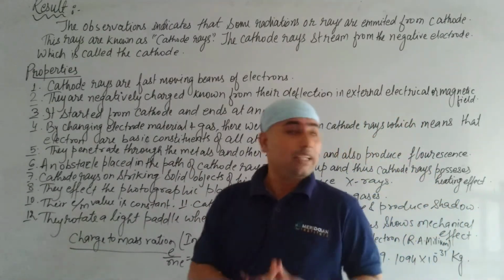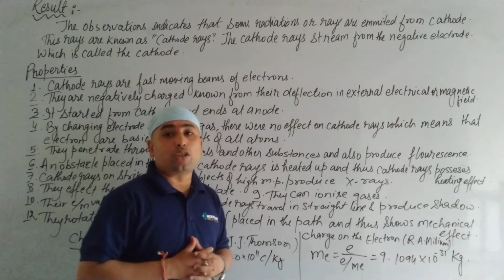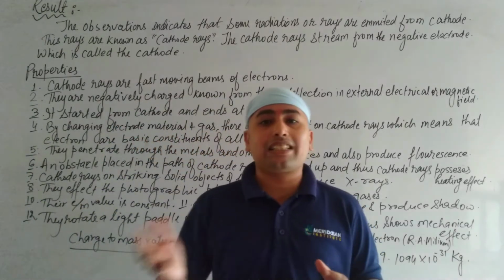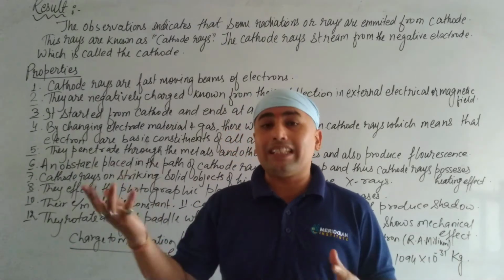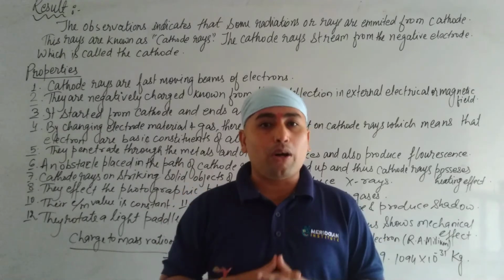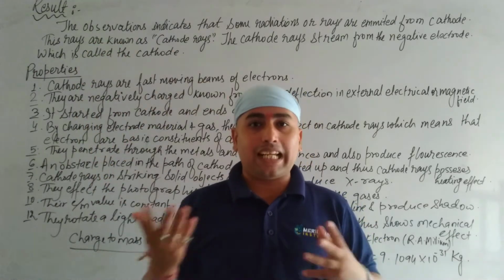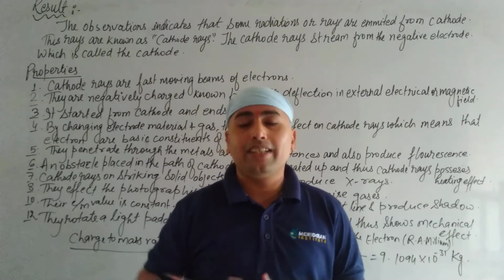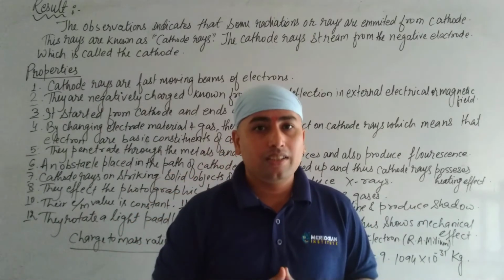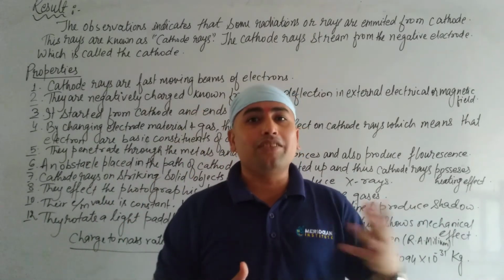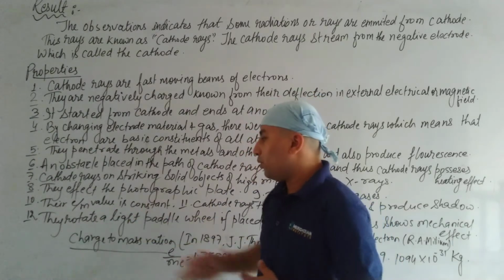Point number 11: cathode rays travel in a straight line. They also produce shadows. Just like other rays, take sunlight or sun rays: as the sun rays fall on any object, sunlight always travels in a straight line. Similarly, cathode rays also travel in a straight line, and when any object comes between those rays, it gives a shadow. Similarly, cathode rays also produce a shadow.